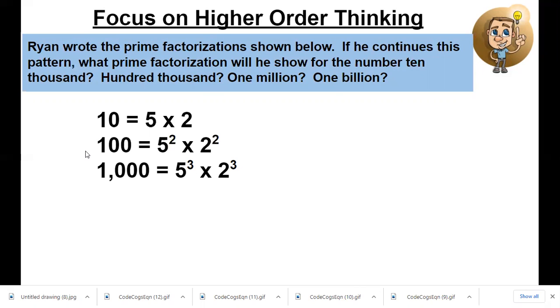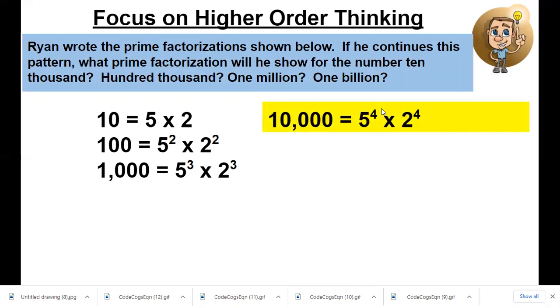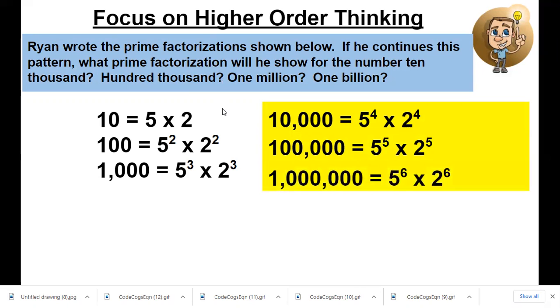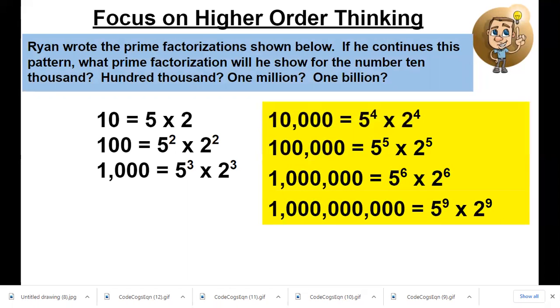So what would the number 10,000 be? Well, it would be 5 to the 4 times 2 to the 4. What would 100,000 be? How many zeros are there? 1, 2, 3, 4, 5, so 5 to the 5 times 2 to the 5th. What would 1,000,000 be? 5 to the 6 times 2 to the 6. What about 1,000,000,000? How do you write 1,000,000,000? Well, you got to go a few more zeros, right? So 5 to the 9 times 2 to the 9th. Count your zeros.